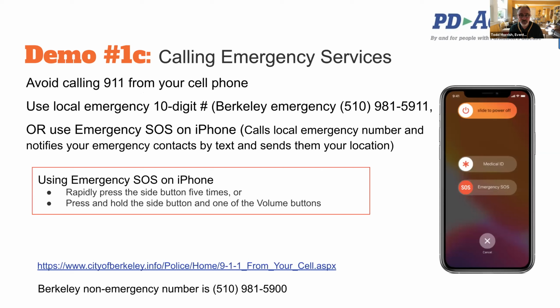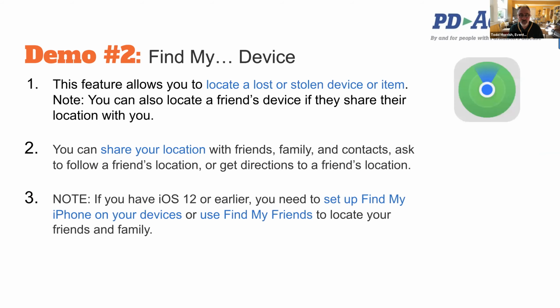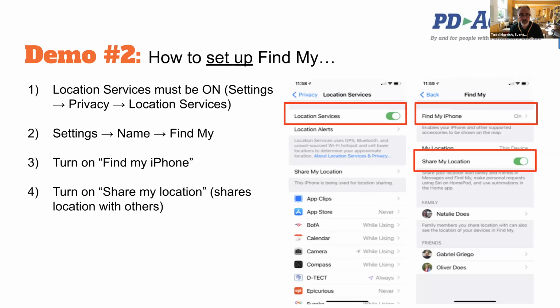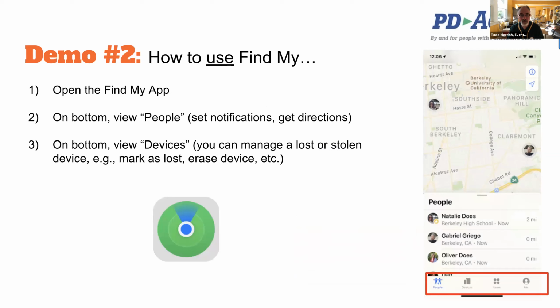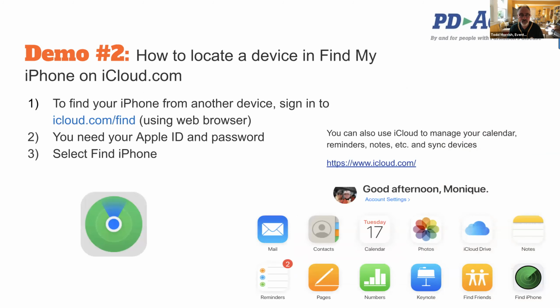And then calling emergency services. And then Monique, while she was still connected with her phone, went through the whole Find My application, and there were devices, and there were people, there were devices, and there was me, and there was a fourth one at the bottom of those navigation options. So that was demo 2: how to set up Find My iPhone, how to use Find My, how to locate a device in Find My using iCloud.